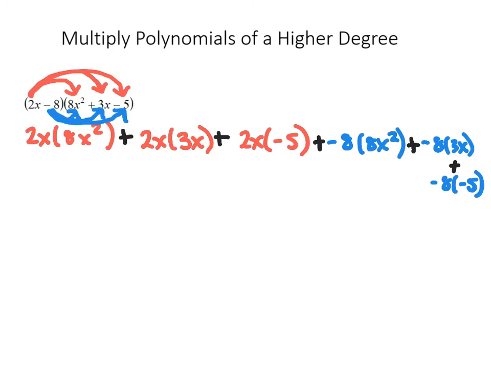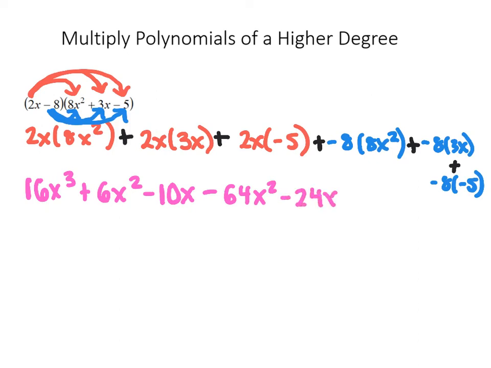Now when you multiply each of these out, 2x times 8x squared becomes 16x to the third. 2x times 3x is 6x squared. 2x times negative 5 is minus 10x. Negative 8 times 8x squared is minus 64x squared. Negative 8 times 3x is minus 24x. And negative 8 times negative 5 is plus 40.